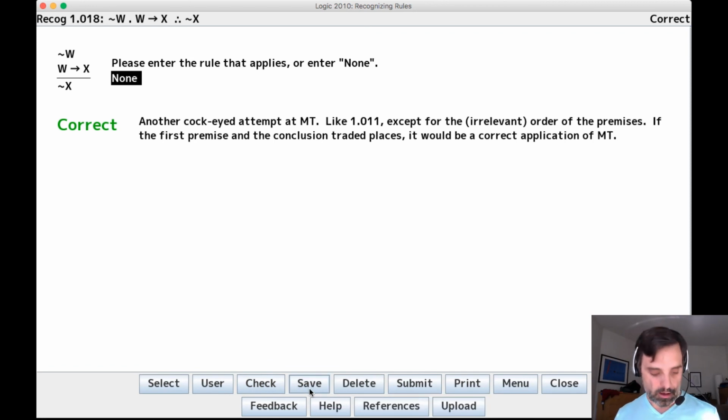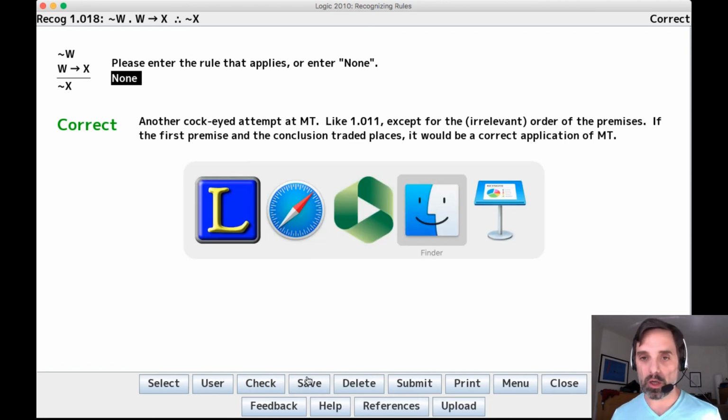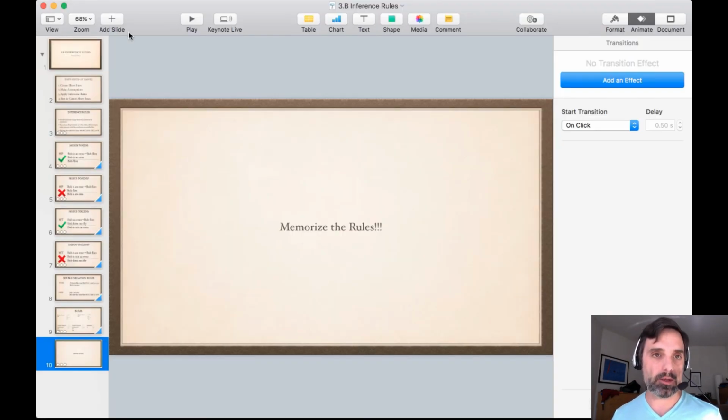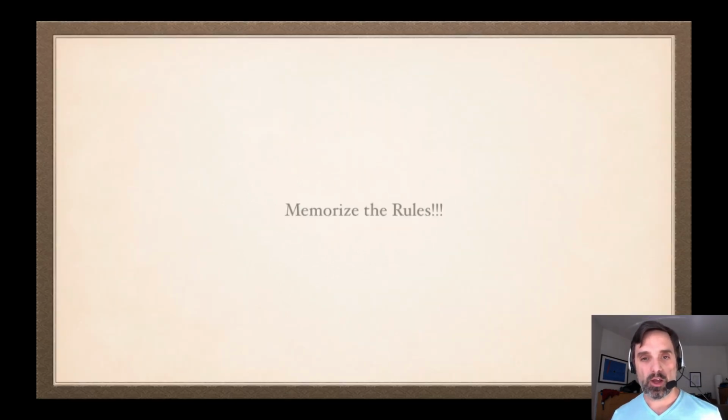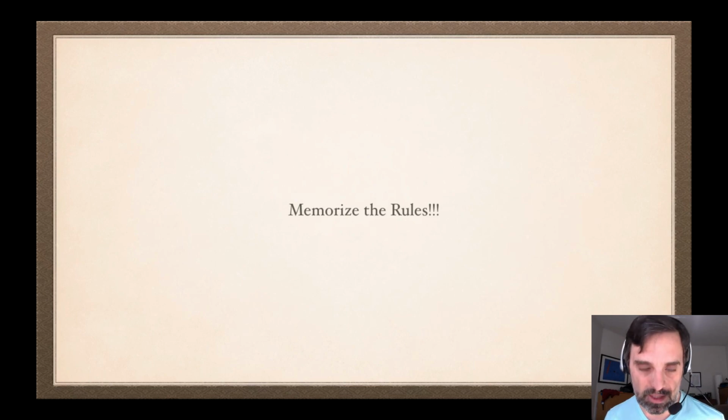So let's just go back to our keynote, because there's one last thing I would like to remind you of, which is this. You need to memorize the rules. It's absolutely critical that you memorize the rules. If you don't memorize the rules, you won't know what your tools are. If you don't know what your tools are, you won't be able to use them. If you don't use them, you won't complete the derivations. So you have to memorize the rules. Okay? Yes? Good? All right.